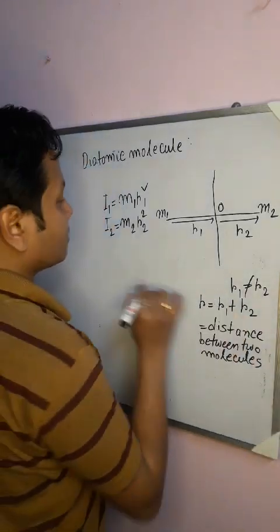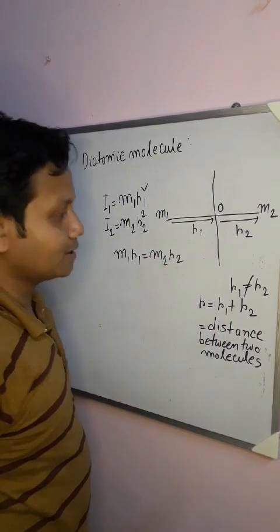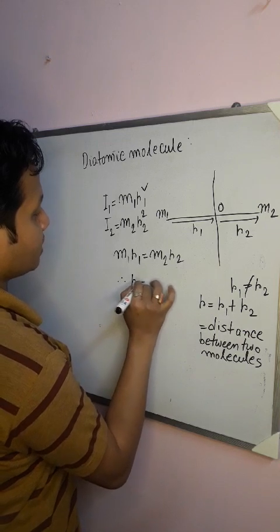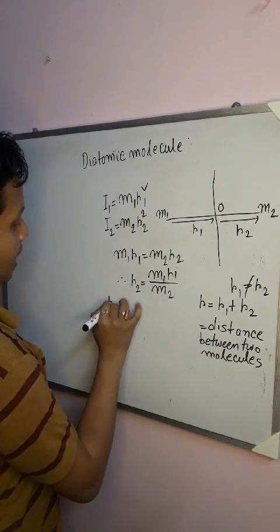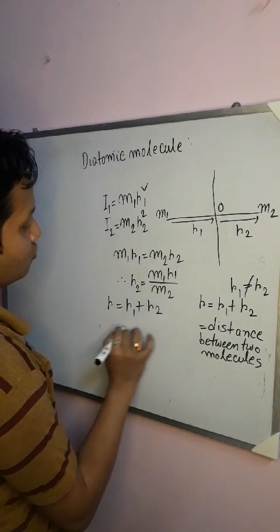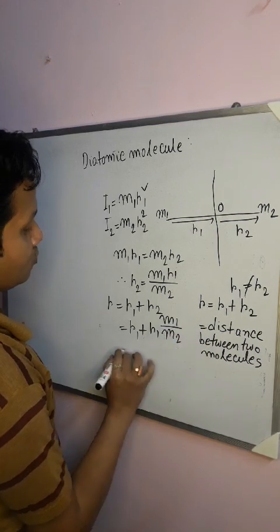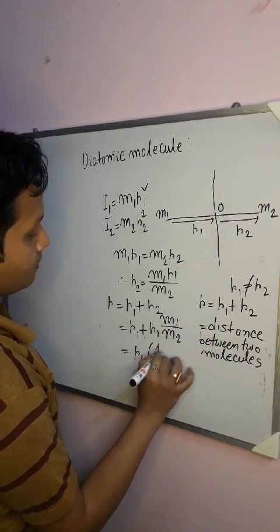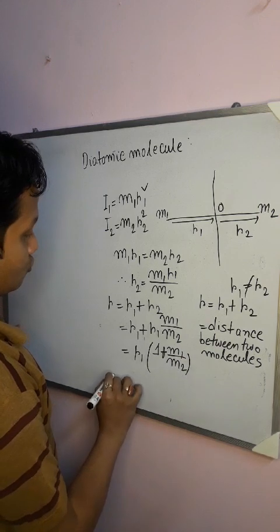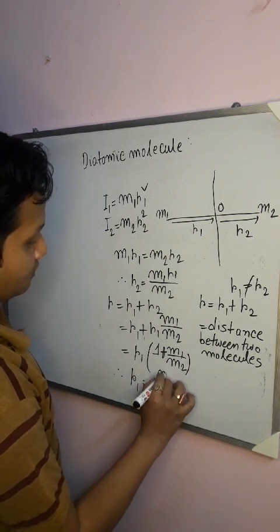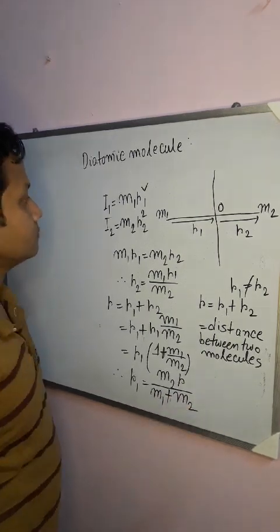Now we all know from the center of mass theory that m1 r1 is always m2 r2. So what will be my r2? My r2 will be m1 r1 by m2. Now r equals r1 plus r2, so r1 plus r1 into m1 by m2, that means r1 into (1 plus m1 by m2). So my r1 will be m2 r by (m1 plus m2).